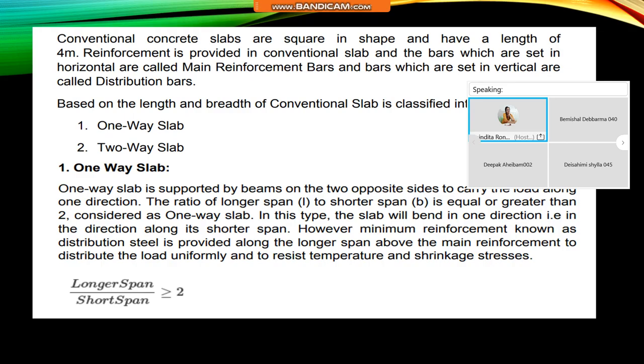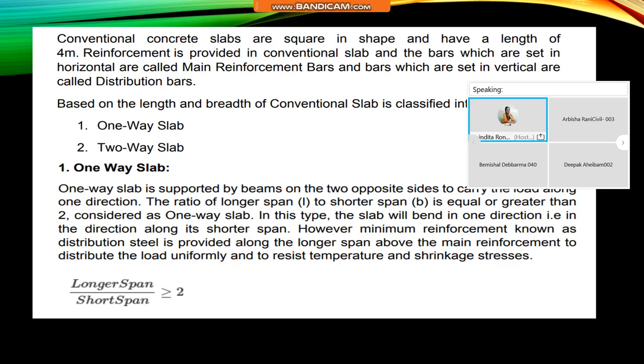Based on the length and breadth of conventional slab, it is classified into 2 types. Number 1, one-way slab. Number 2, two-way slab. So, what is one-way slab? One-way slab is supported by beams on the two opposite sides to carry the load along one direction. The ratio of longer span, denoted as l, to the shorter span, denoted as small b, is equal to or greater than 2, and is considered a one-way slab.